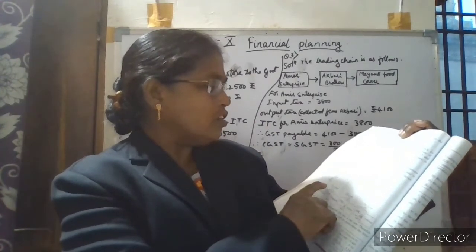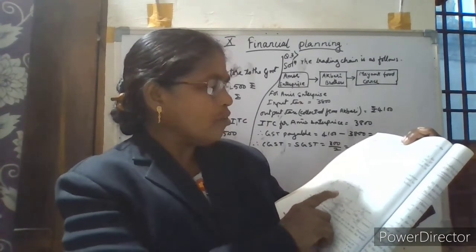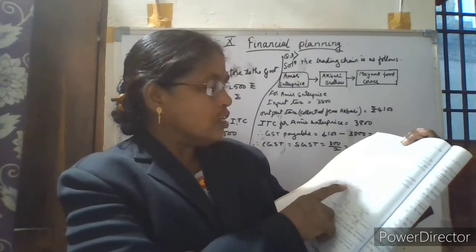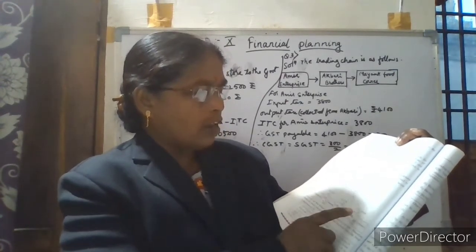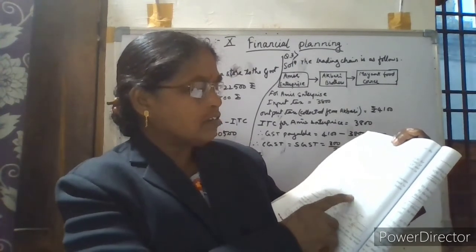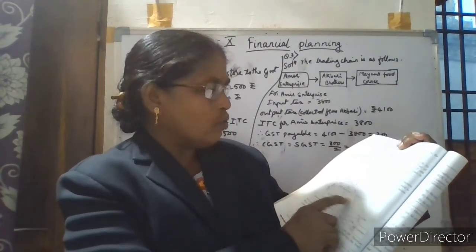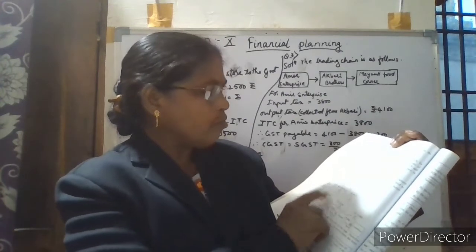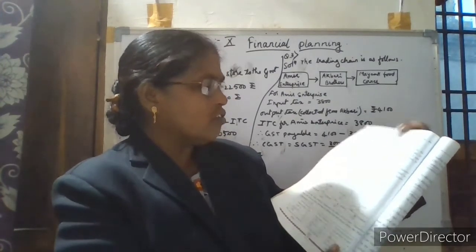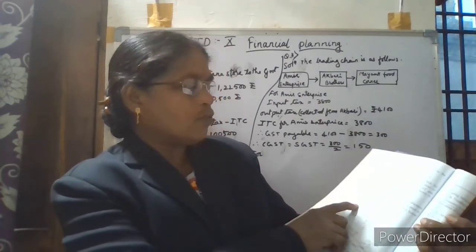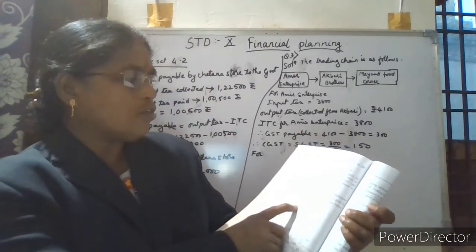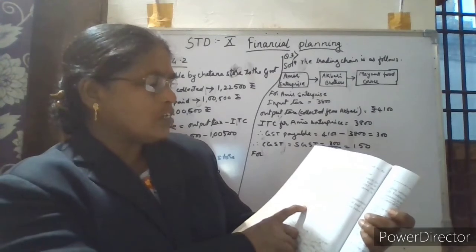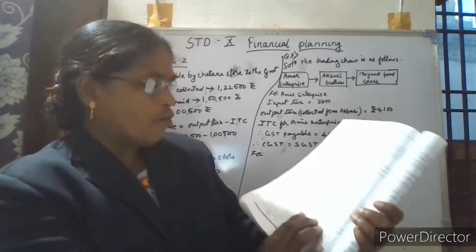Now the GST paid here is 36 minus 24 equal to 12. Then 48 minus 36 is equal to 12 again. So therefore here total GST is equal to 12 plus 12, which is 24. So this 24 is the CGST and 24 is the SGST. So total GST paid is equal to 48.